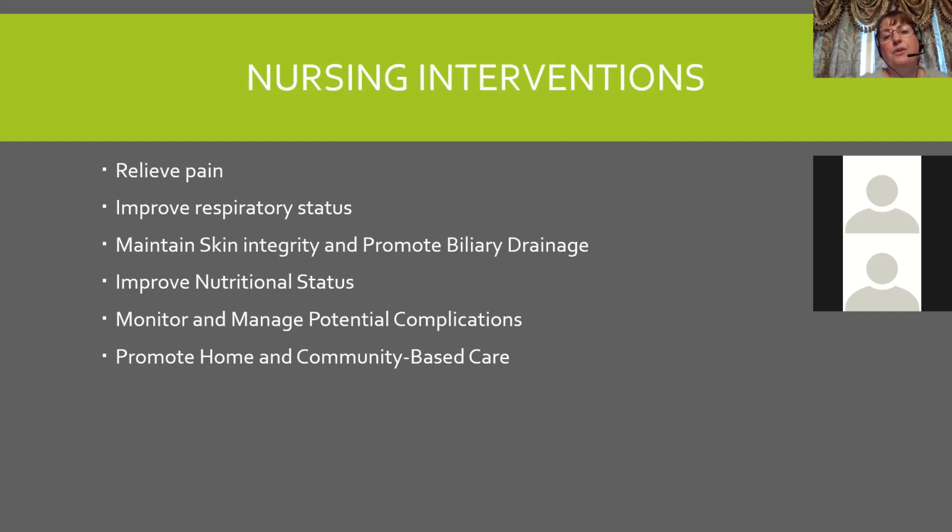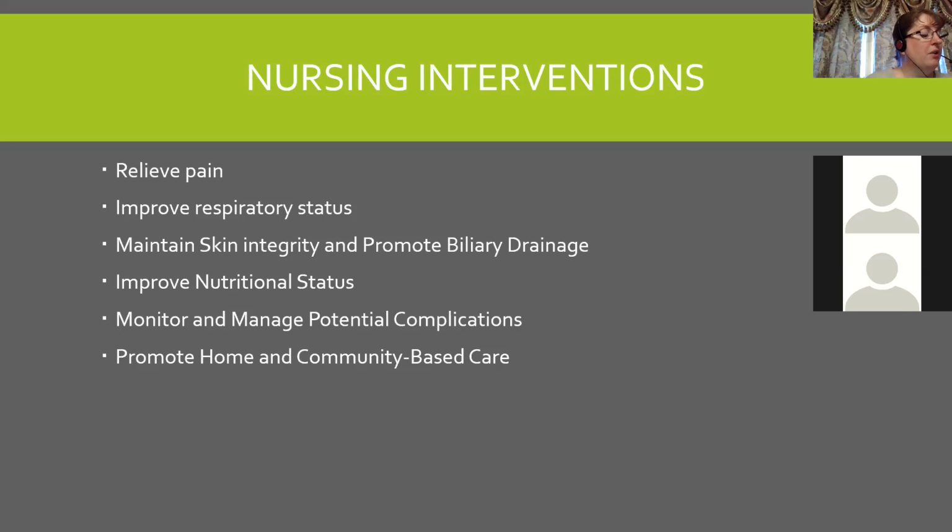Okay, and then with our interventions, these are things you need to pay attention to. Anytime you take care of someone that's had their gallbladder out, you are worried about relieving their pain. So we're going to teach them to splint their incision and use a binder after surgery. Sometimes that helps a lot. With their respiratory status, we want to encourage coughing and deep breathing, and their incentive spirometer. With maintaining their skin integrity and promoting biliary drainage, we want to keep the tube above the level of the abdomen. And we're talking about a T-tube here.